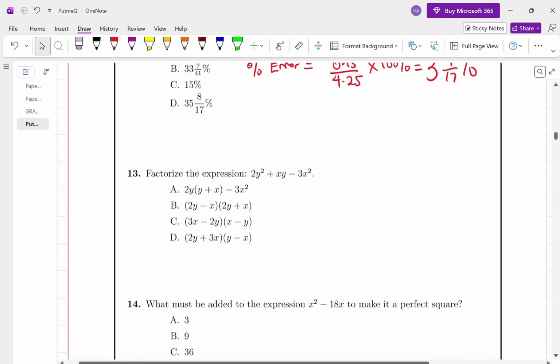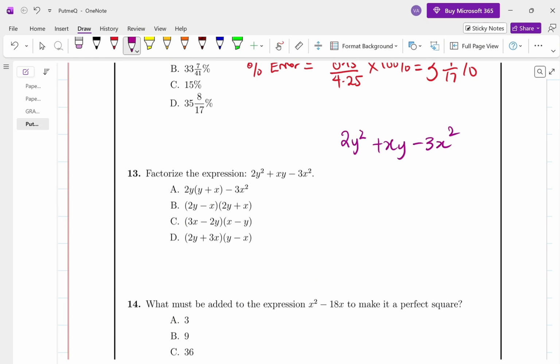Question 13. Question number 13. Factorize the expression 2y squared plus xy minus 3x squared. Okay, so for this one, it's kind of like quadratic factorization. So we have 2y squared plus xy minus 3x squared. So what we have to do is we're going to split the middle term.